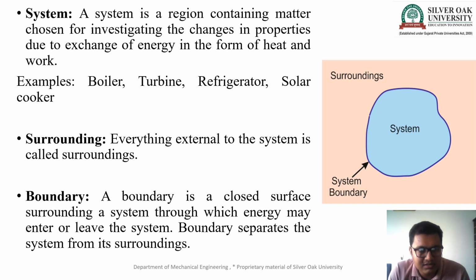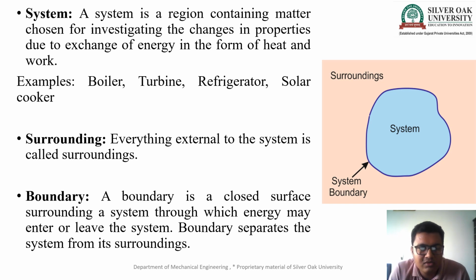A system is a region containing matter chosen for investigating the changes in property due to exchange of energy in the form of heat and work. Examples are a boiler, turbine, refrigerator, and solar cooker. These are certain examples of a system.